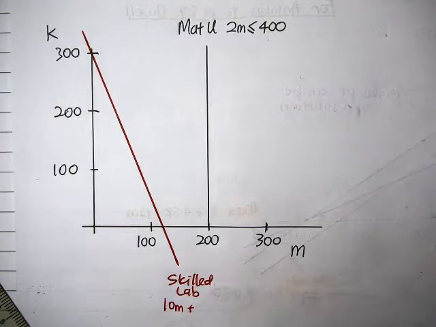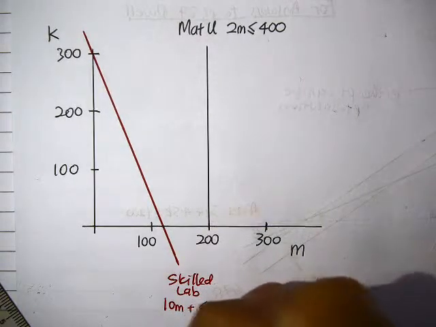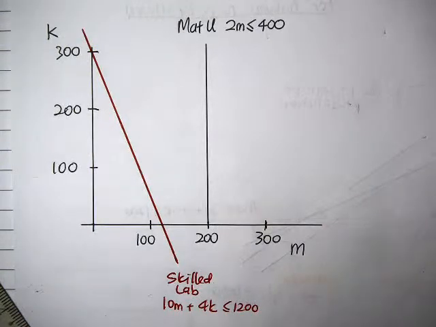10M plus 4K does not exceed 1,002. Okay, now followed by unskilled.